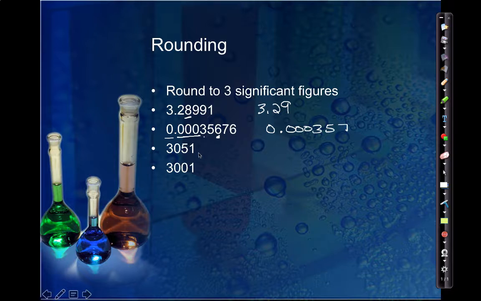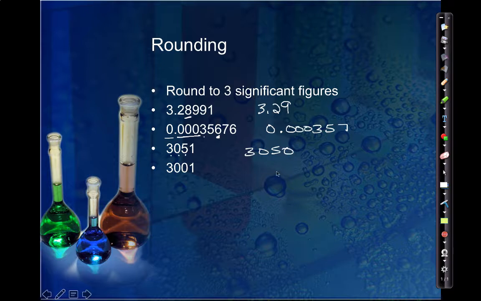So now let's look at this one. I've got 1, 2, 3. The 5 is the third significant figure. There's a 1 behind it, which means that the 5 will stay a 5. So it's 305, but I can't just round it to that.